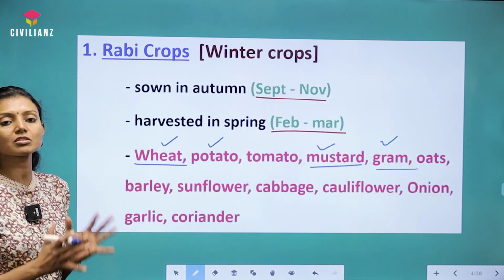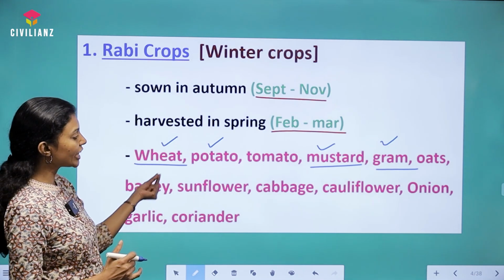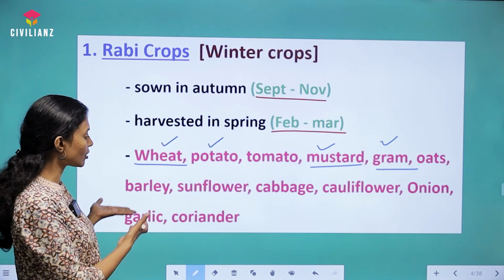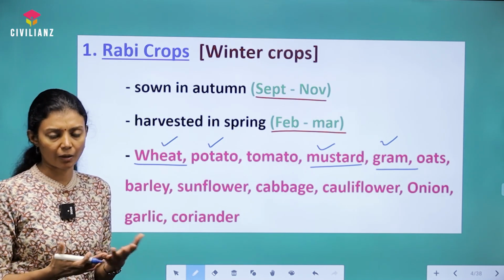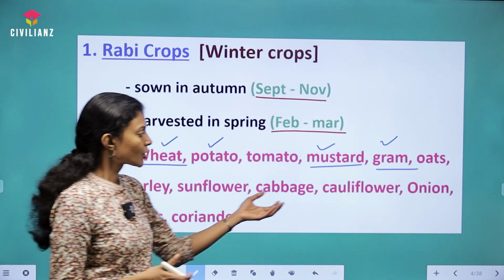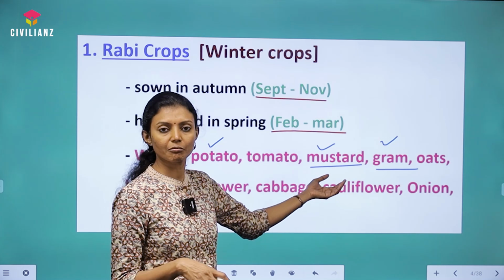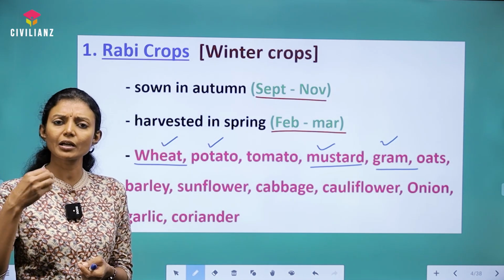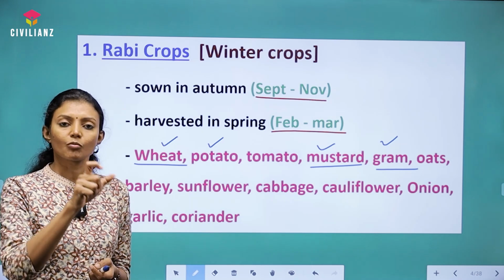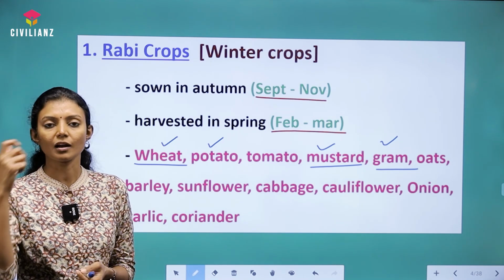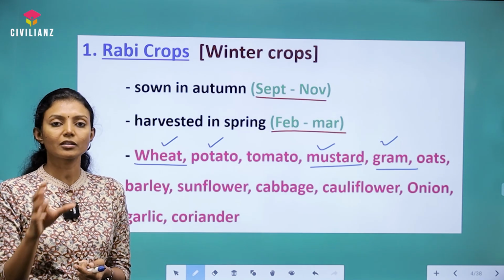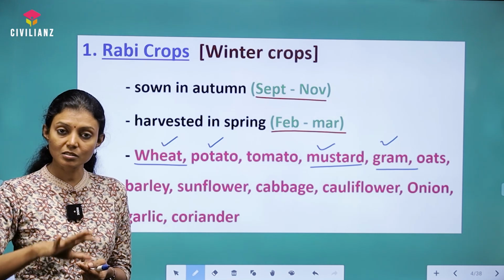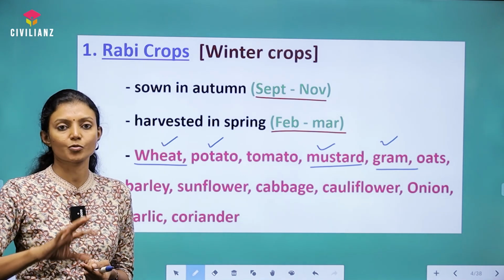A few examples of rabi crops in India are wheat, potato, tomato, mustard, gram, onion, garlic, oats, barley, sunflower, etc. So why these examples? Because in previous GATE questions we have come across mustard and gram as examples to solve the problems. So when a problem is given and you are told that one crop is mustard and the other one is gram, you should know that both of them belong to the rabi season. That is, you are cultivating two rabi crops.